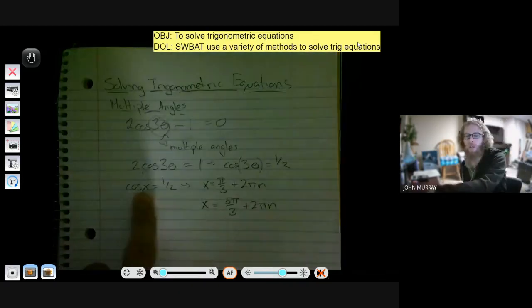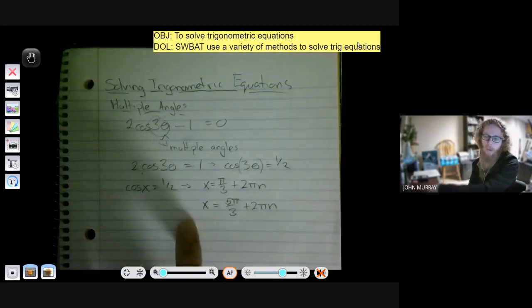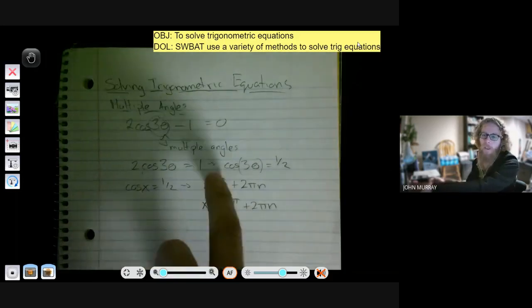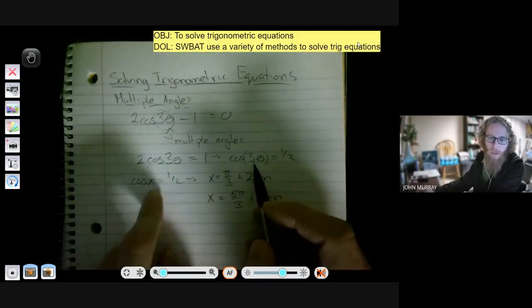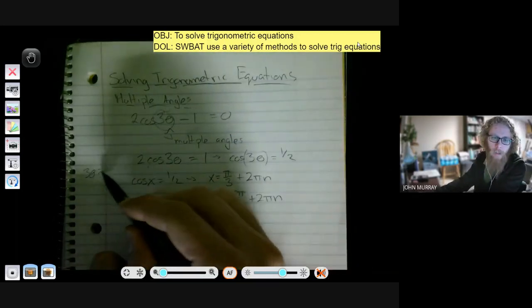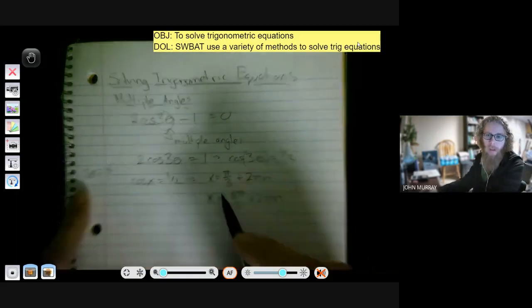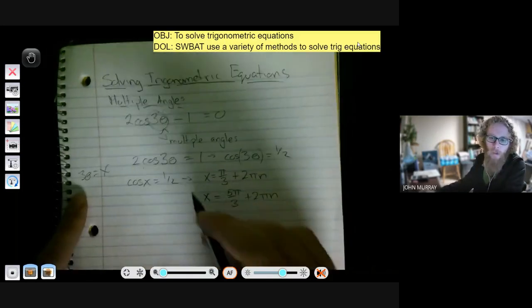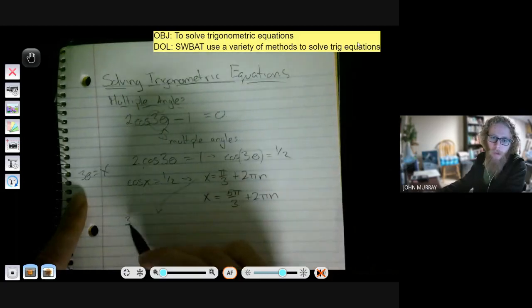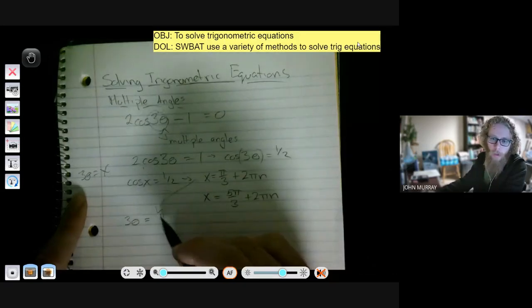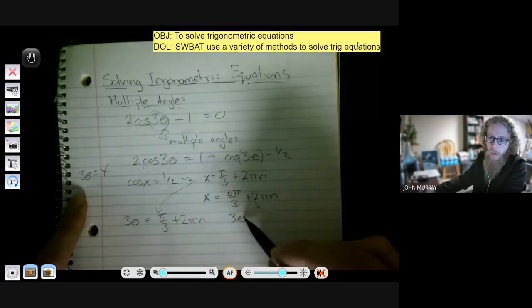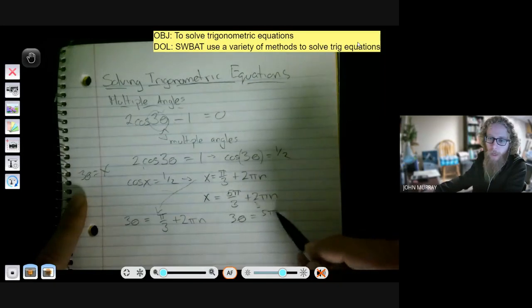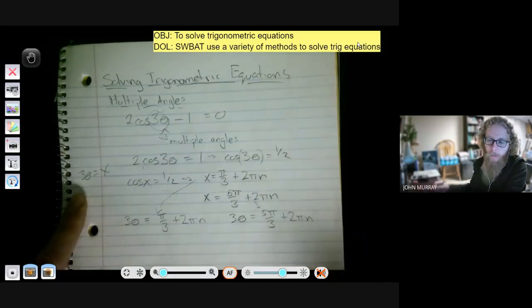All right, so normally if I just had cosine equals 1/2, these would be my solutions. But it's not cosine of x, it's cosine of 3 theta. So what I did here was substitution. I said, let's say 3 theta is equal to some variable x. So now I'm going to resubstitute. So this becomes 3 theta equals pi over 3 plus 2 pi n. And this one becomes 3 theta equals 5 pi over 3 plus 2 pi n.